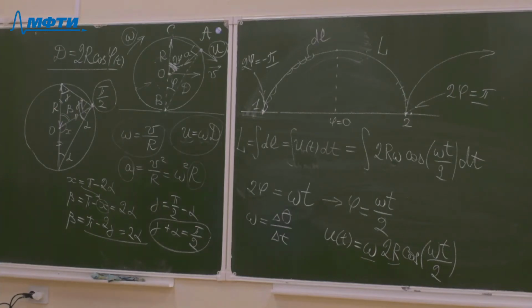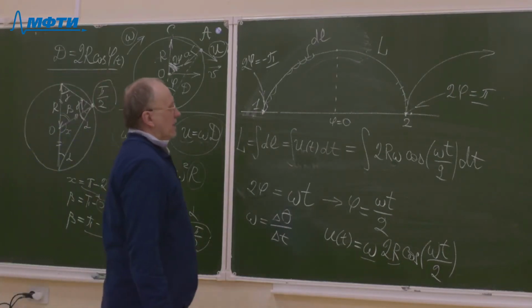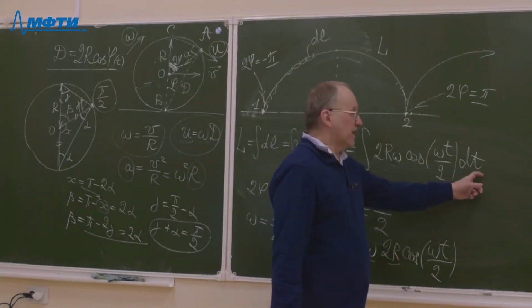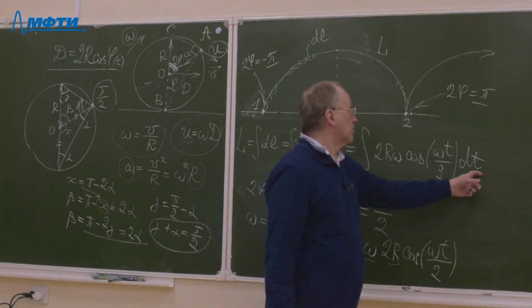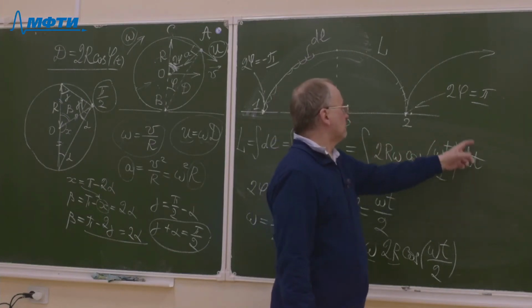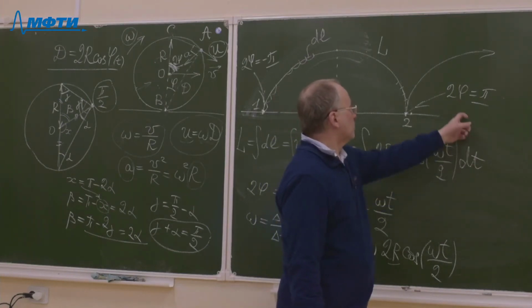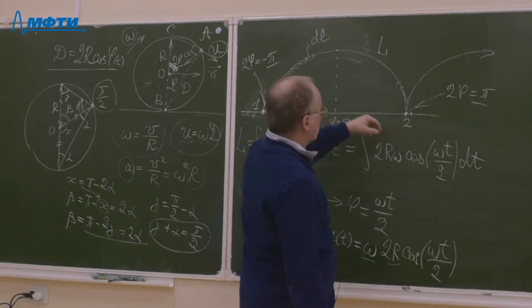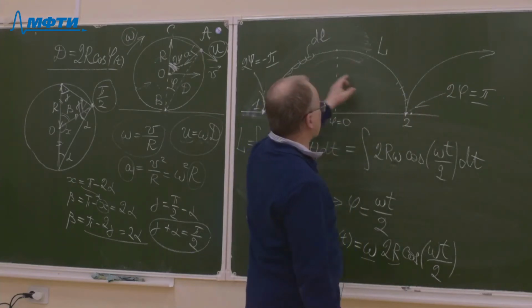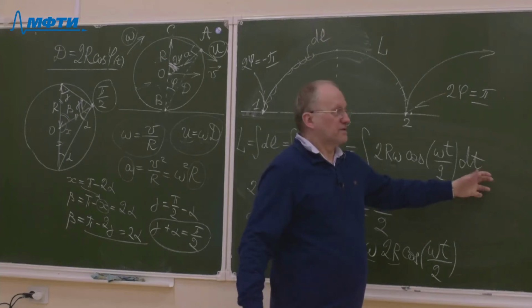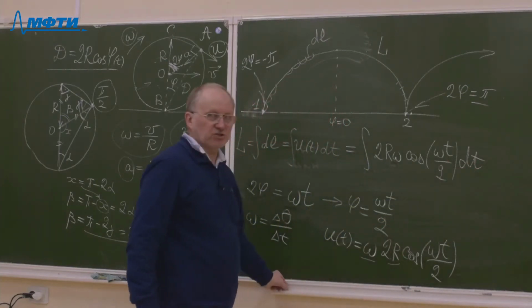Okay, but I integrate using time, not angle phi. And in order to take this integral, I have to determine what will happen to time. What happens to phi, I know. Exactly, 2 phi changes from minus pi to plus pi. And what happens to time in this interval? We will consider after a short break, 5 minutes interval.